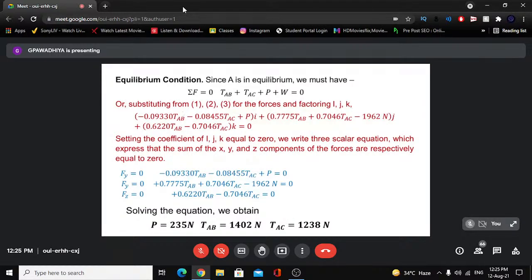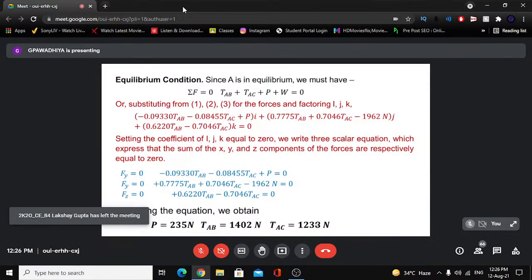Now from this we can arrive at the three equilibrium equations in scalar form: sigma Fx equal to 0, sigma Fy equal to 0, sigma Fz equal to 0. It should be sigma F, and here the subscript must be x. A writing mistake here. So we get three equilibrium equations: one along i, another along j, third along k, or along the x, y, z axes respectively.